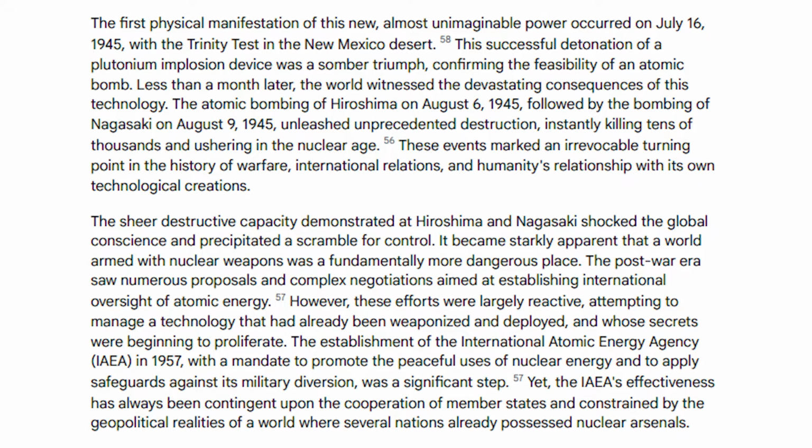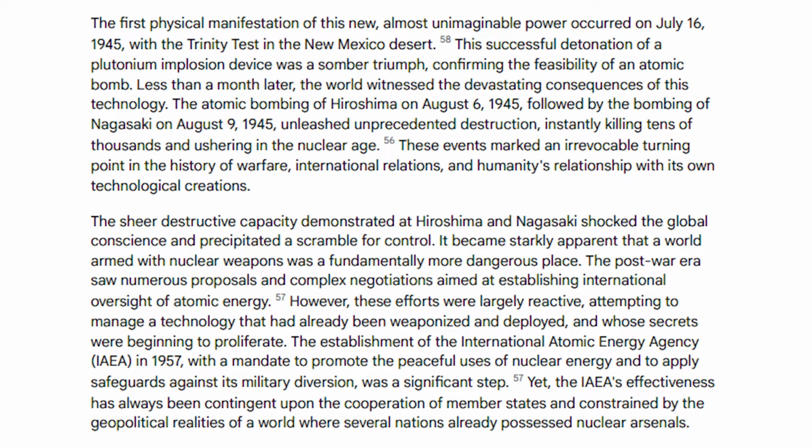These events marked an irrevocable turning point in the history of warfare, international relations, and humanity's relationship with its own technological creations. The sheer destructive capacity demonstrated at Hiroshima and Nagasaki shocked the global conscience and precipitated a scramble for control. It became starkly apparent that a world armed with nuclear weapons was a fundamentally more dangerous place.